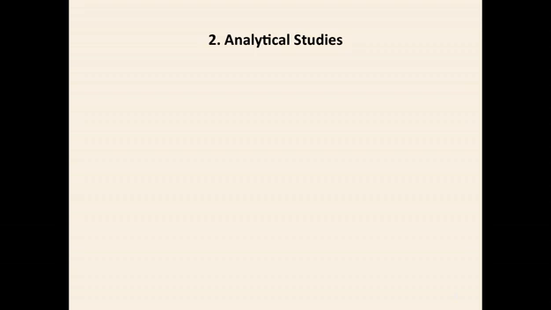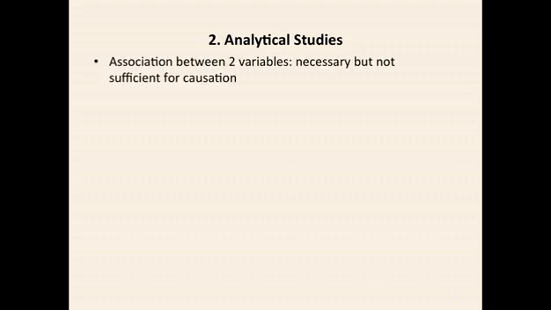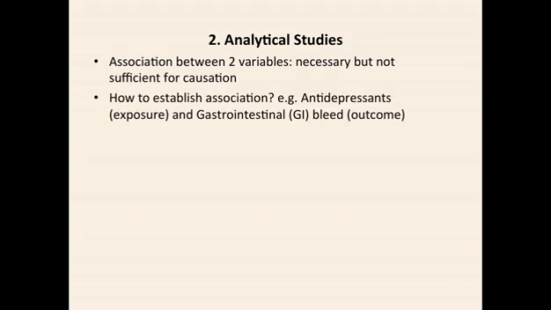We now move on to analytical studies. To infer causation, we must first establish an association. This is the necessary first step, but not sufficient. How to establish association between two variables? Let us look at an example. I want to study if antidepressants are associated with increased rate of gastrointestinal bleeding. I have four possible options available to me.